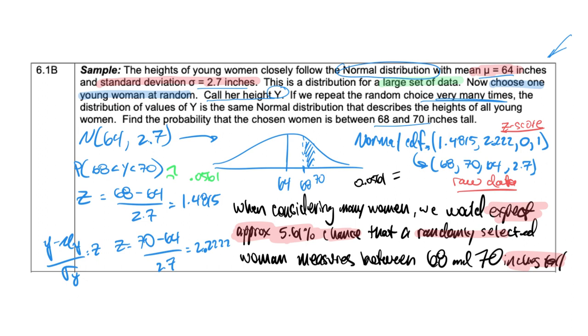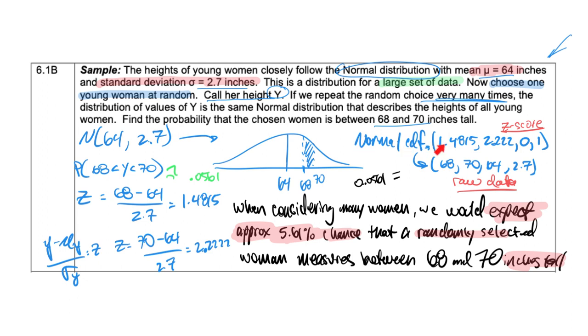What we normally do for a normal distribution, large capital N, parentheses, the mean and the standard deviation. Then I'm looking for the probability that the height of this woman, or these women, is between 68 and 70 inches. I can standardize it. So the lower bound is here, 68 minus the mean, divided by the standard deviation, 1.4815. Standardize the upper bound, which is 70, I get 2.22222. We already went through this.